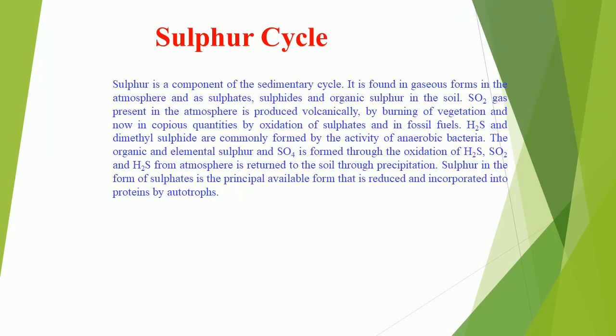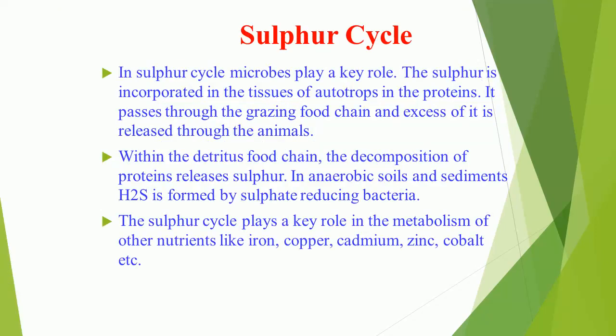H2S and dimethyl sulfide are commonly formed by the activity of anaerobic bacteria. The organic and elemental sulfur and SO4 is formed through the oxidation of H2S, SO2, and H2S from the atmosphere is returned to the soil through precipitation. Sulfur in the form of sulfates is the principal available form that is reduced and incorporated into proteins by autotrophs. In the sulfur cycle, microbes play a key role.